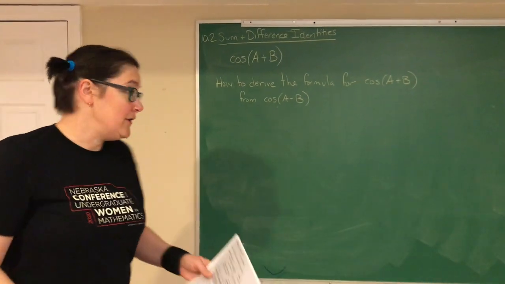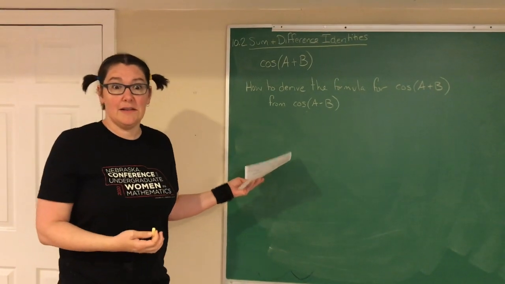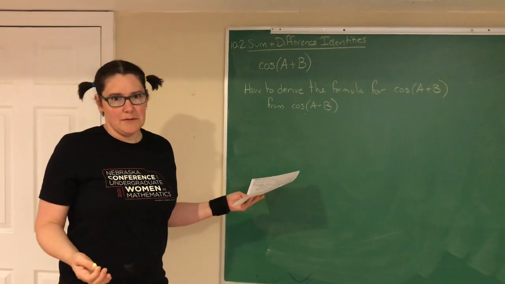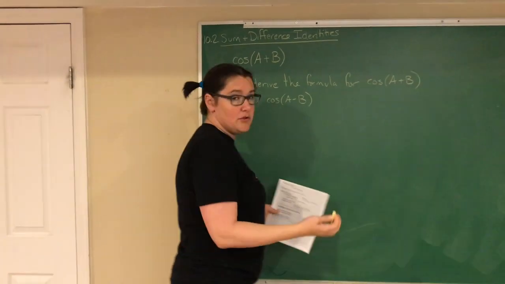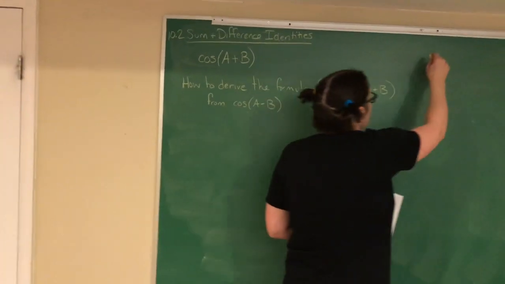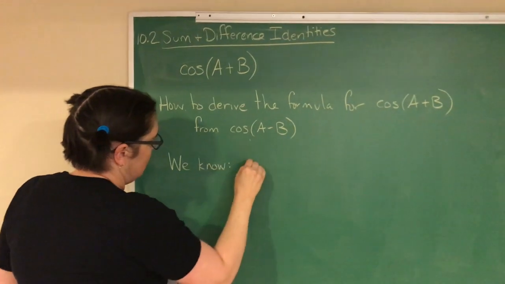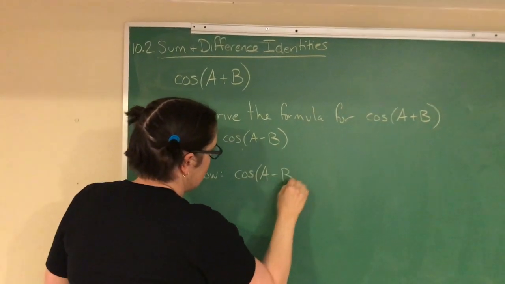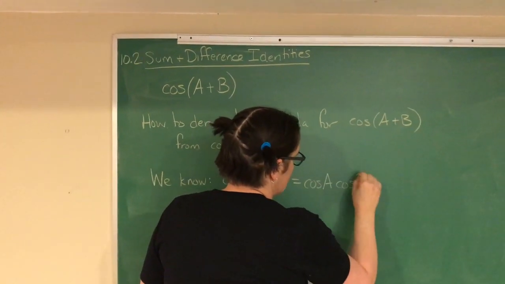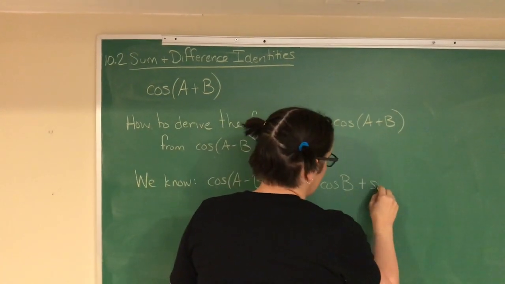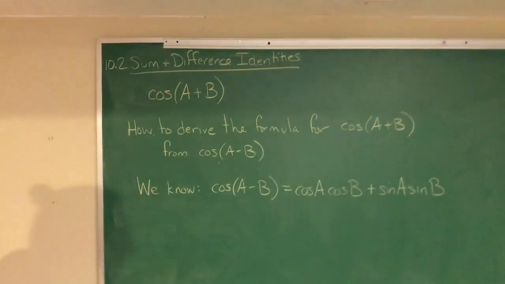So the very first thing I want to do is remind myself about that formula for cosine of a minus b. Now, I just introduced that to you in the last part of our lecture, and so that was like a first date. You don't know everything about that formula yet, but you do know its name, and you can look up all the information about it. And so we know, and maybe I'll write that here, we know that cosine of a minus b is equal to cosine of a times cosine of b plus sine of a times sine of b. Okay?